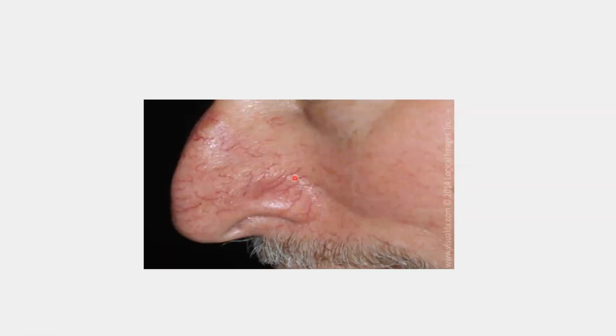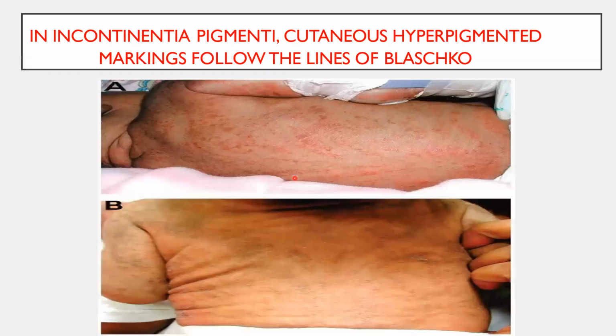This is the telangiectatic vessels involving the nasal bridge. Next. One more is incontinentia pigmentosa. This is an X-linked dominant disorder. Usually it involves dermatomal distribution skin lesions.